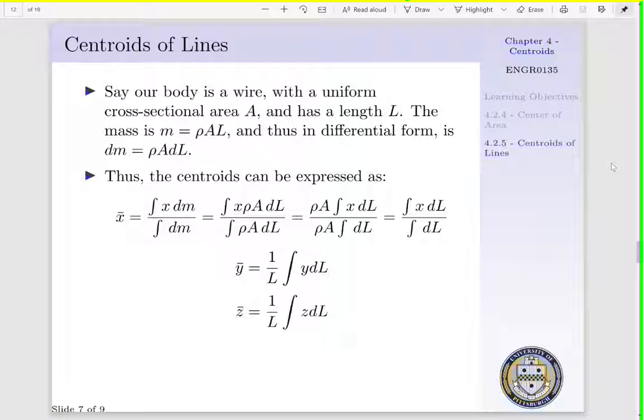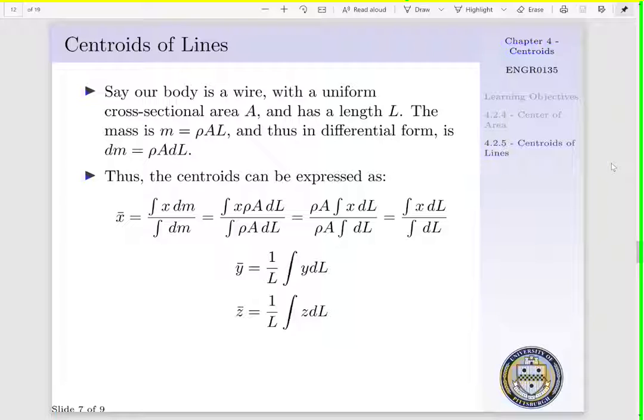Now we can talk about centroids of lines. Say our body is a wire, and our wire has a uniform cross-sectional area denoted as A and a length L. The mass of our wire is simply equal to our density times our area times our length. Recalling area times length is going to give us volume. Thus, in differential form, we can express dm as rho A dl.